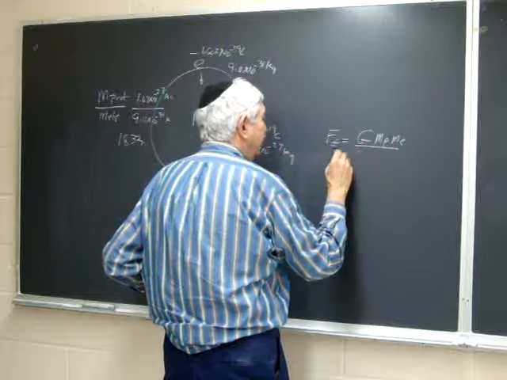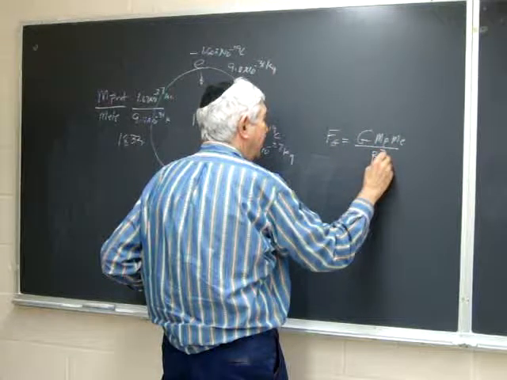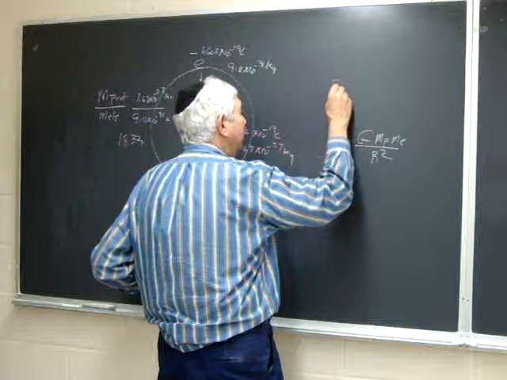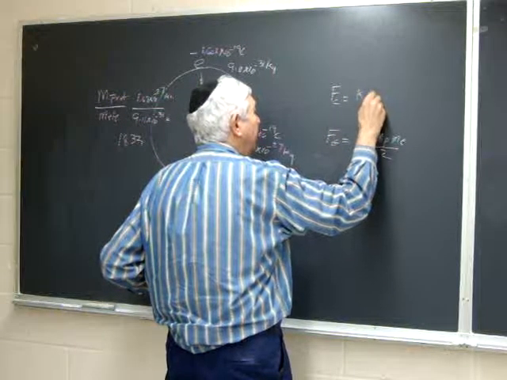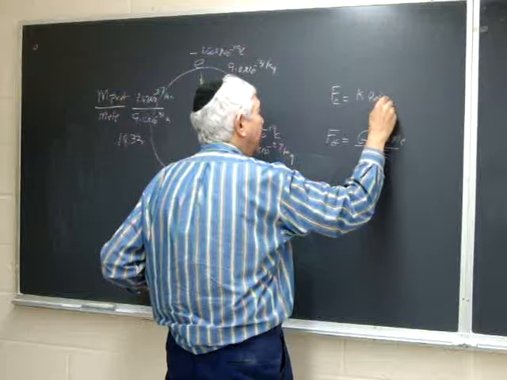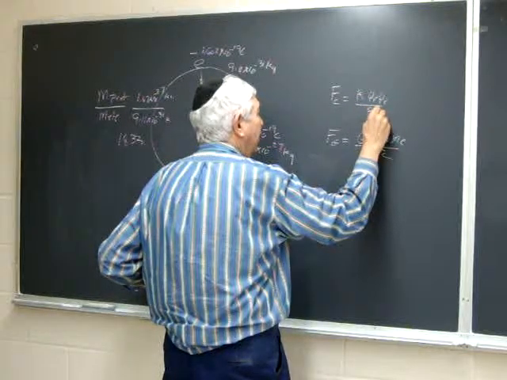over r squared. And the Coulomb force is K, Q proton, Q electron, over r squared.